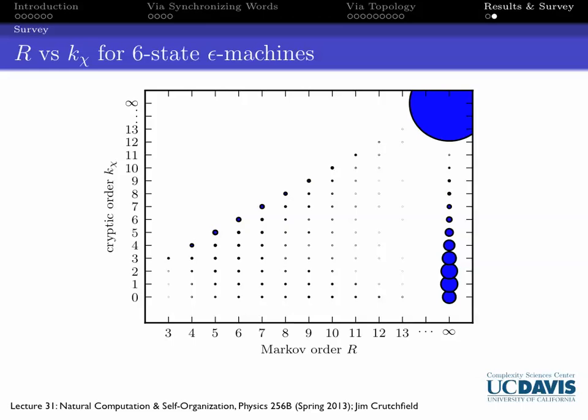This trend seems to hold for larger machine sizes also. Almost all, I think this is 96% of all the 6-state machines with binary alphabet, are infinite Markov, infinite cryptic. And 98% are infinite Markov itself. So these dots here account for only 2% of the machines.